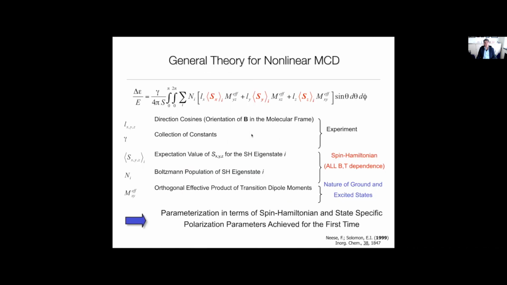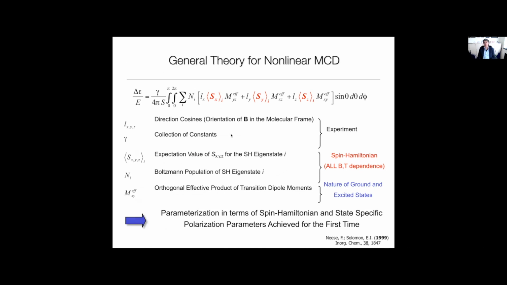Now, many years ago, I developed this effective theory for it, where you can express the MCD intensity from just the magnetic properties of the ground state, multiplied by taking spin expectation values and multiplying them with effective transition moment products. And so that gives us the opportunity to do the MCD calculation in just a similar way as the spin Hamiltonian calculation. But that is not really the point here.